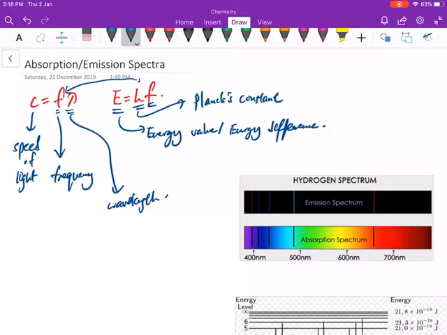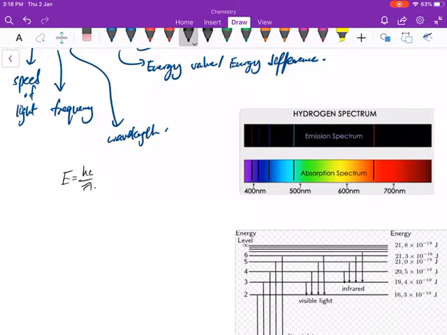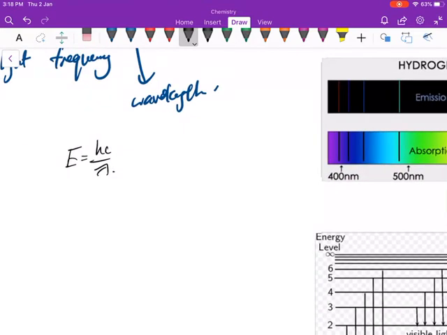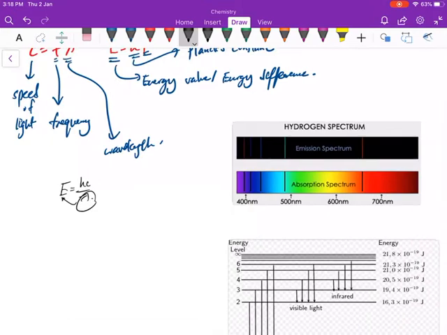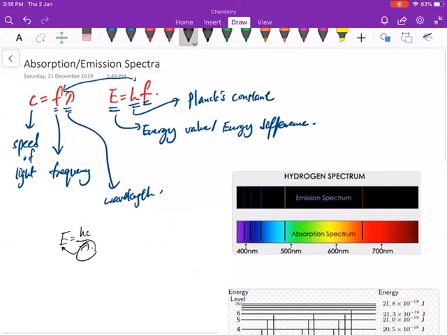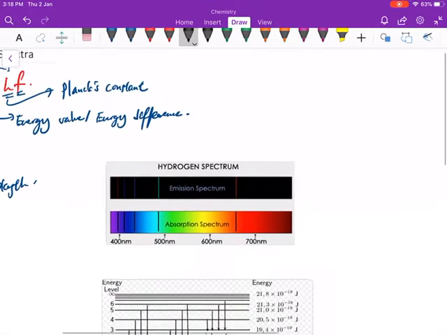As you can see, you could merge these two equations together and get something like E equals hc over lambda. If you have the value for the wavelength, you could find the energy value involved. From now, it doesn't really make sense. What energy are you talking about? What wavelength are you talking about? Hopefully, it's going to make sense after more explanations, yeah?